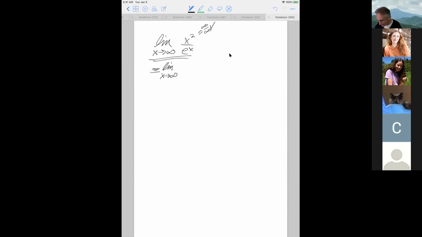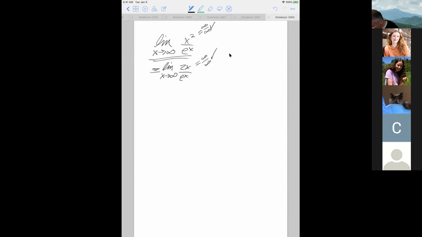So this is equal to the limit as x goes to infinity of the derivative of x squared, which is 2x, over the derivative of e to the x, which is e to the x. And now, if I take the 2x to infinity, I get infinity. If I take e to the x to infinity, I get infinity. So again, it qualifies for another L'Hopital's moment, okay?